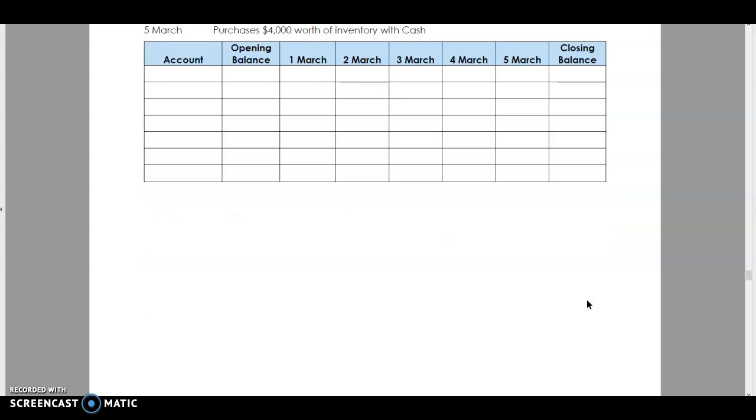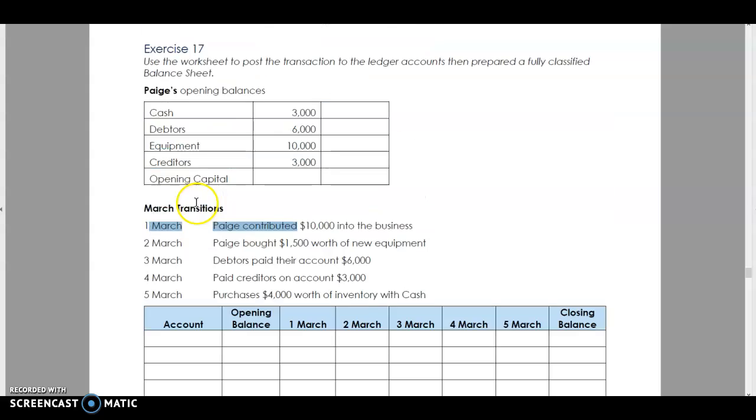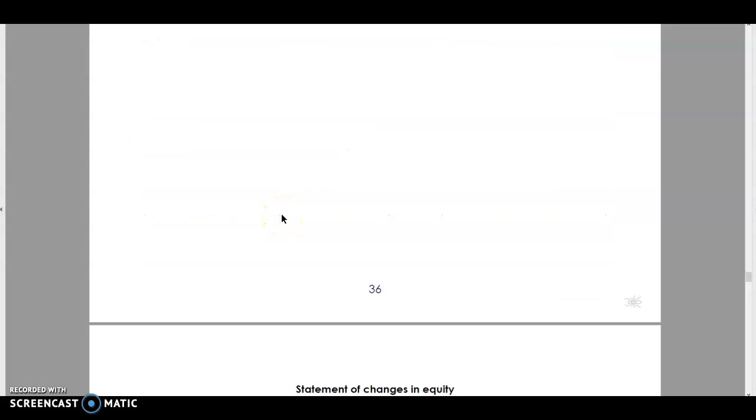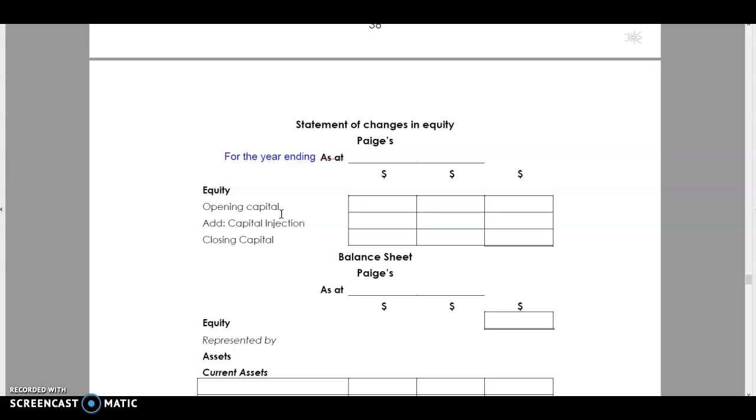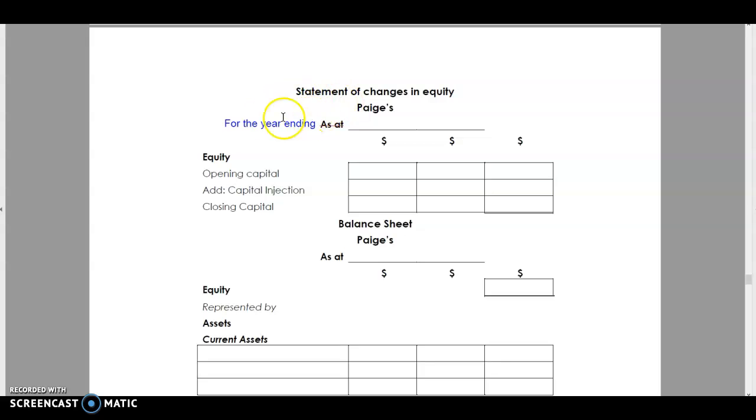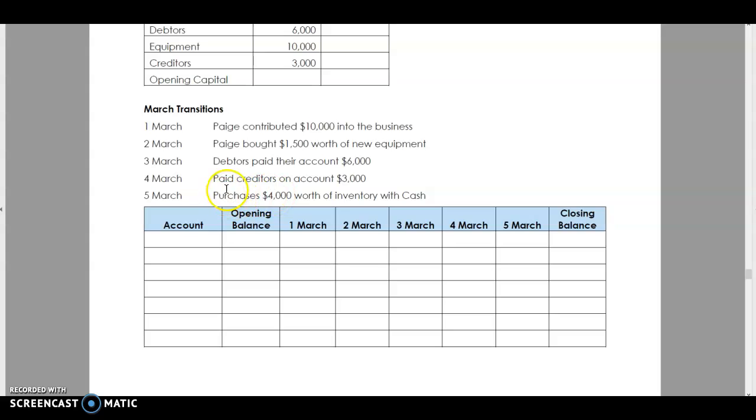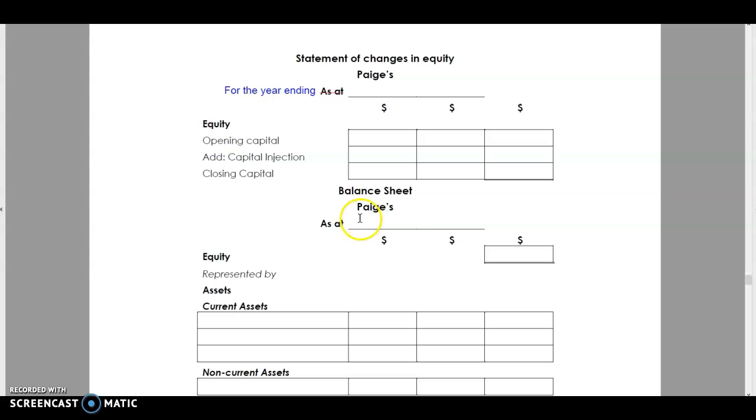And then with those closing balances, there'll be a couple of other accounts there that aren't listed up here. You can create a balance sheet for Page, including the statement of changes in equity. And here it is, statement of changes in equity for Page. For the year ending, put in the date there. And here we have opening capital, and it says capital injection there, so I assume one of those transactions was a capital injection. Page contributed $10,000 to the business. That's probably it there. And our closing capital.